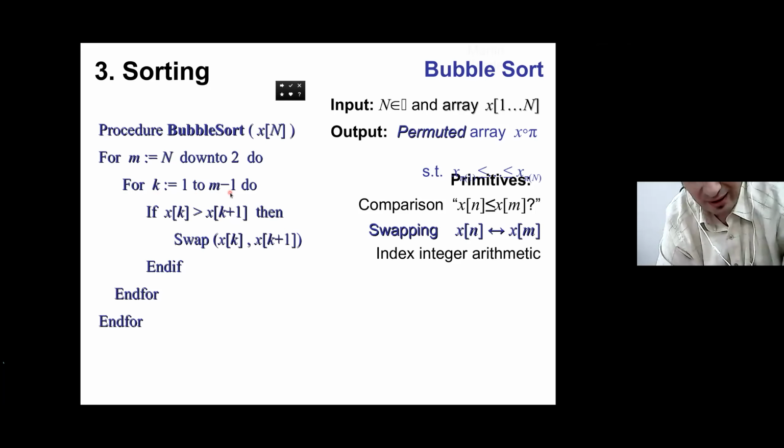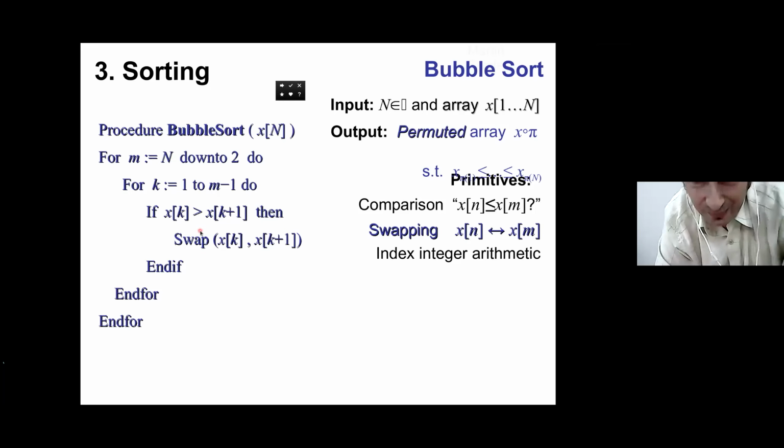Okay, and then when you can do this with this loop, then you do this for m is equal to n. This means xn will be the largest element. Then you do this for n minus 1. This means xn minus 1 will be the largest from x1 to xn minus 1, etc.